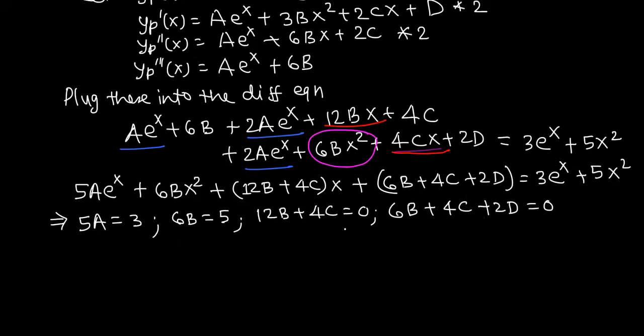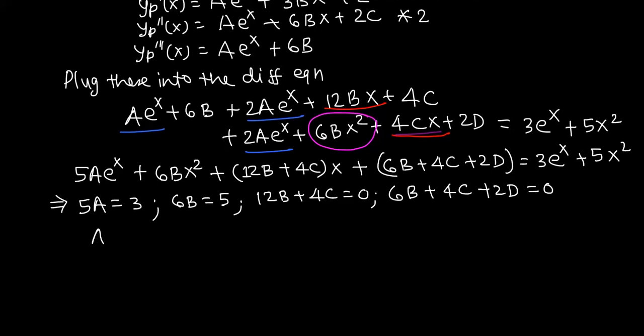Now we solve these equations for a, b, c and d. Then we get a equals 3 over 5, b equals 5 over 6. Plug in b is 5 over 6, so 12 times 5 over 6 is 10, move it over, divide by 4, so we get c equals negative 5 halves. Again plug in b is 5 sixths and c is negative 5 over 2, and you can solve for d, and d comes out to be 5 halves.